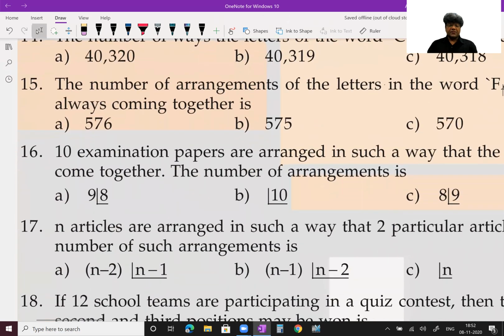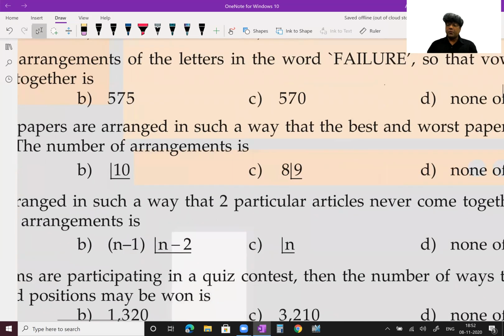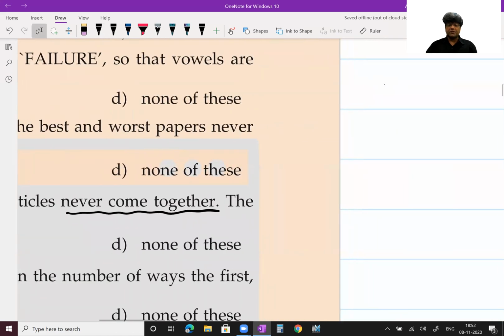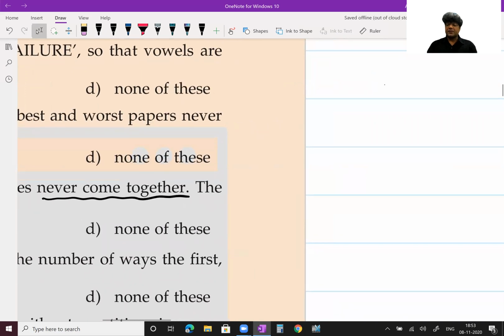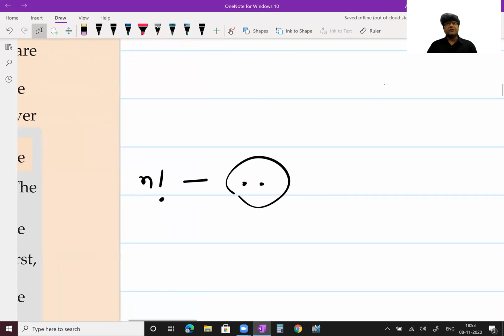Now guys, this 17 number question: articles are arranged in such a way that two particular articles never come together. Mind this word, never come together. Which way have we done? Total minus coming together. Total how many items? N. So obviously it can be done in n factorial ways. Minus what? Two items coming together. Those two items which are to come together can be taken as a single unit.